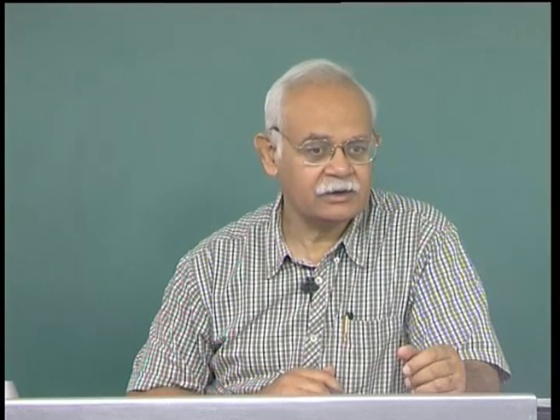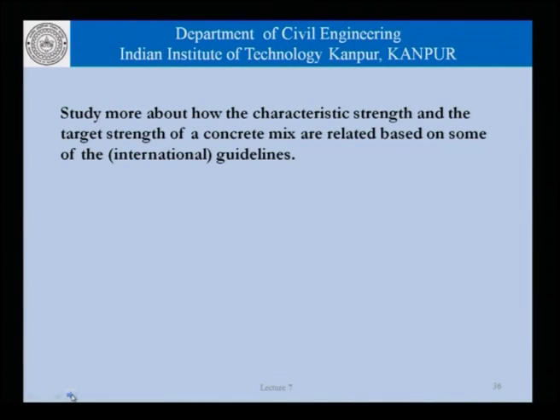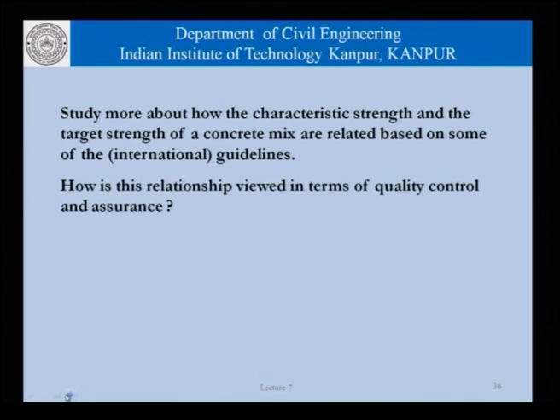Now, as usual, some things that you should think about. I would like you to study more about characteristic strength and the target strength of a concrete mix, and how they are related based on some international or national guidelines. We talked of the relationship of 1.65 times the standard deviation added to the characteristic strength to get the target mean strength. There can be other ways of relating the two. How is this relationship between the characteristic strength and the target mean strength viewed in terms of quality control and assurance?